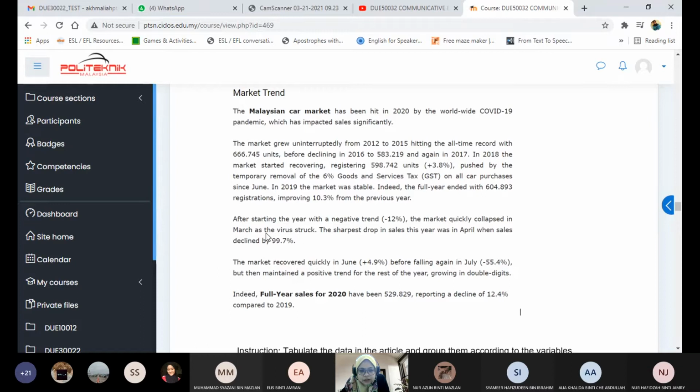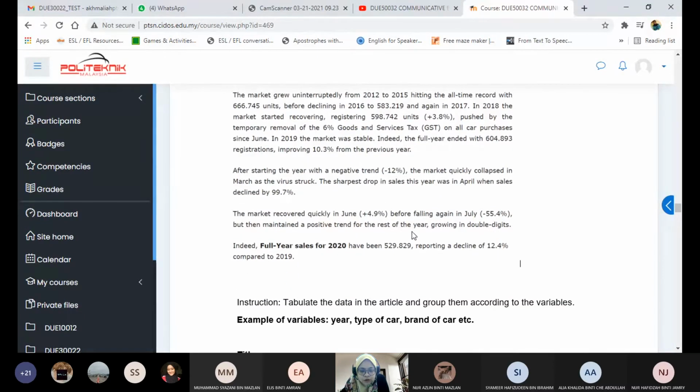Okay, and then this paragraph is actually they touch on the sales in 2020. Okay, for 2020 lah. Indeed, full year sales of 2020 have been 529.829, reporting a decline compared to 2019. So untuk 2020 dia punya nilai dia 529.829. Okay, I dah prepare. Jap, let me share mine. Kita comparekan dengan you.